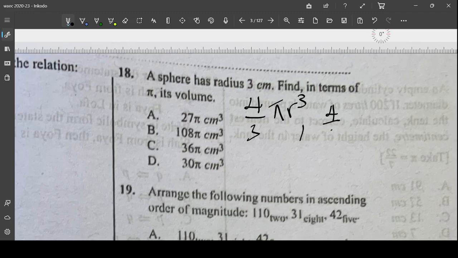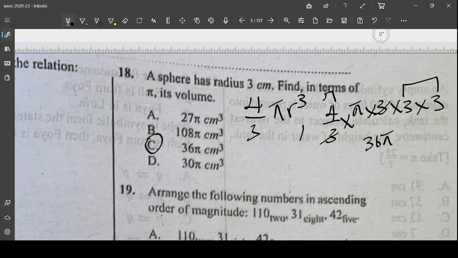So that is 4 over 3 times pi times 3 times 3 times 3. So 3 cancels one of the 3s. I'm left with 4 times pi times 3 times 3. So 3 times 3 here is 9. 9 times 4 is 36. So that gives me 36 pi centimeters cubed. All right, so that's pretty straightforward. All you need to do is to know the formula and you are good to go.